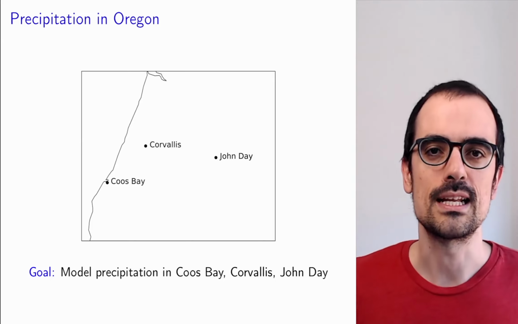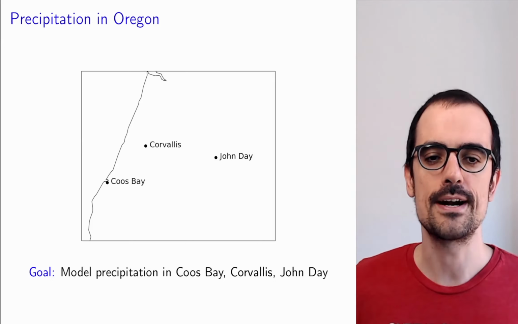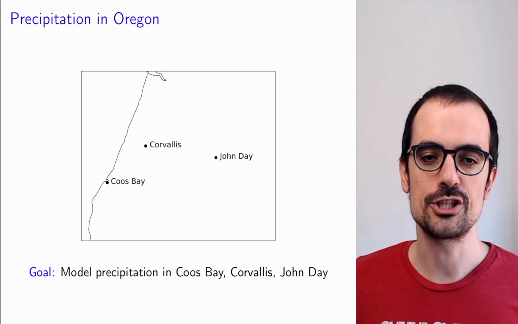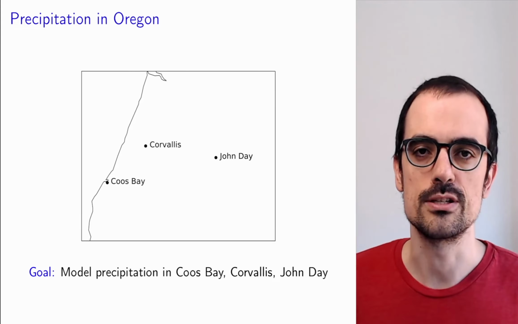All right, let's take a look at an example where we have 3 random variables. We're going to model the precipitation in these 3 weather stations in Oregon.